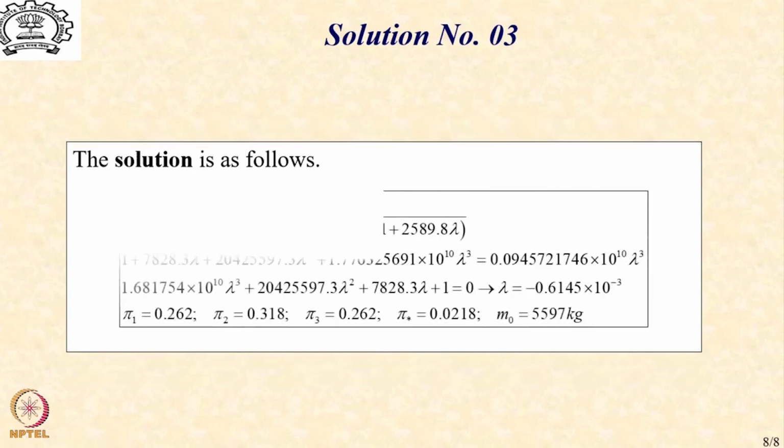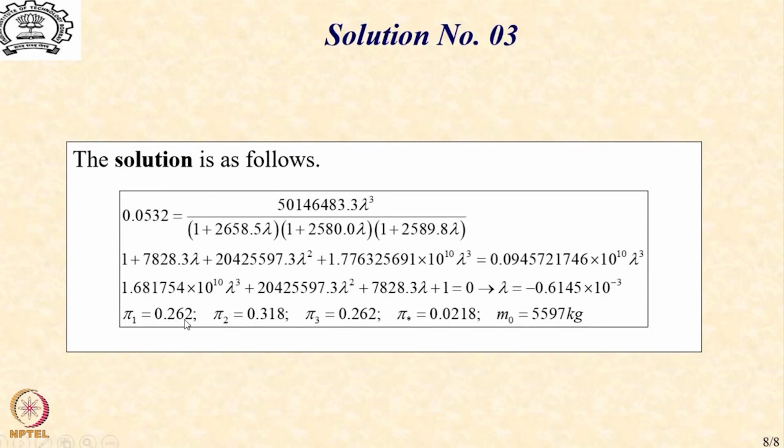as shown below. So pi 1 turns out to be 0.262, pi 2 turns out to be 0.318 and pi 3 turns out to be 0.262. We multiply all these 3 to get pi star, which is 0.0218, and from this we can calculate the lift off mass for 122 kg payload as about 5600 kg.